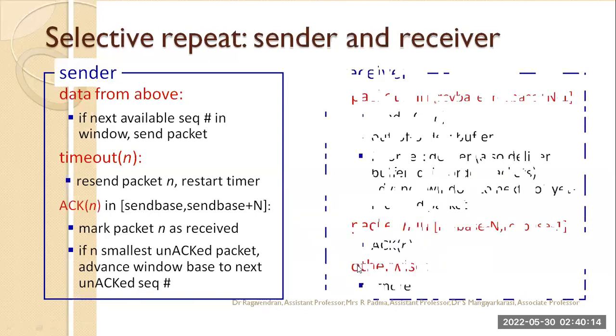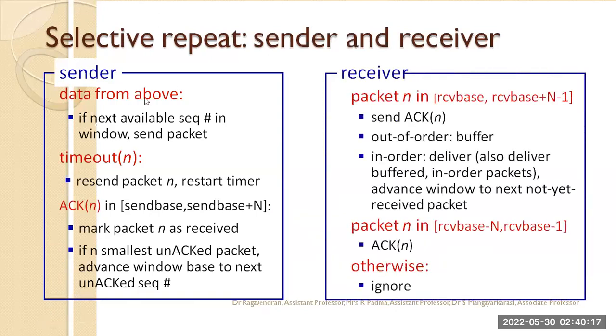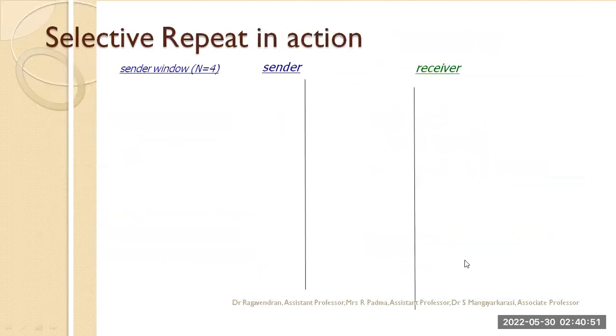So selective repeat sender and receiver. The sender sends the data from above, if the next available sequence number is in the window, and sends the packet. If it has timed out, resend the packet, restart the timer, and it has to be acknowledged. On the receiver side, for packet n in the receive window, send an acknowledgement; if it is out of order, buffer it, and in order, deliver the data. For packets in the range RCV base minus N to RCV base minus 1, acknowledge n; otherwise ignore.